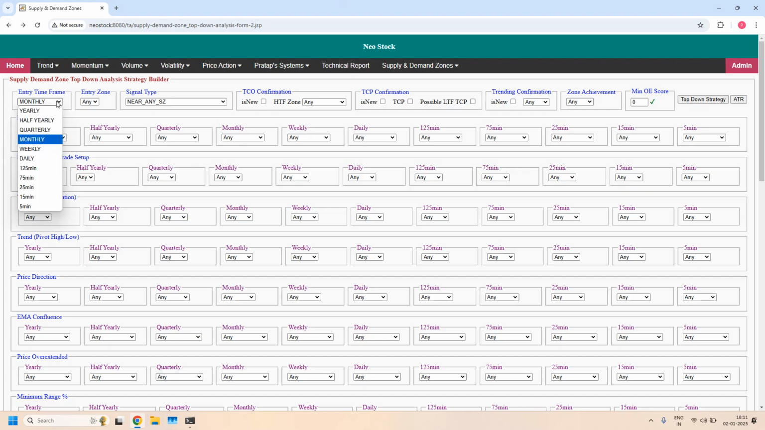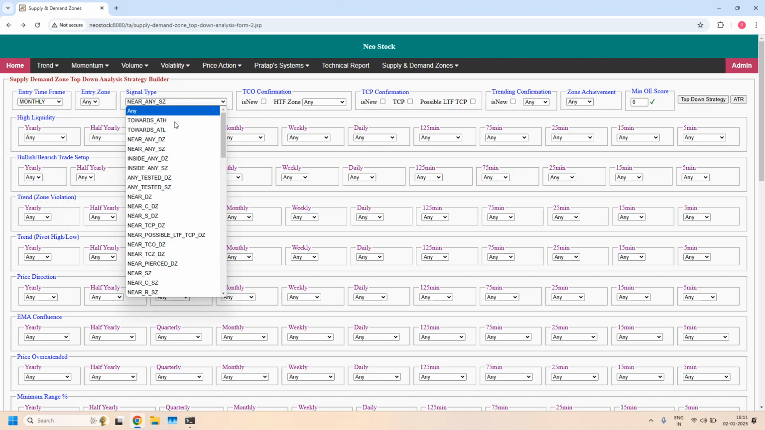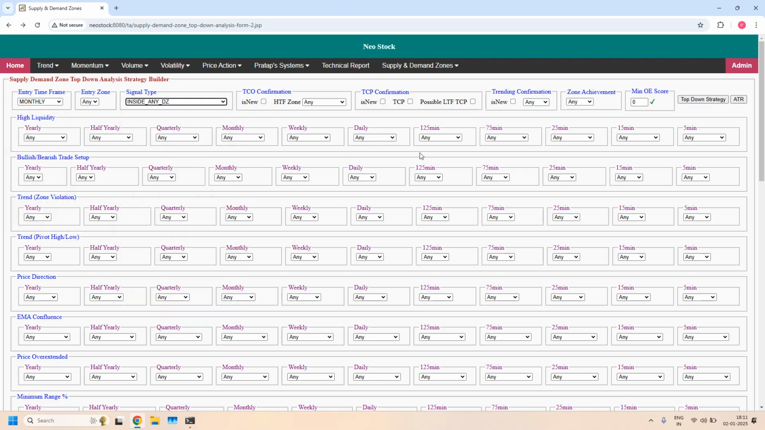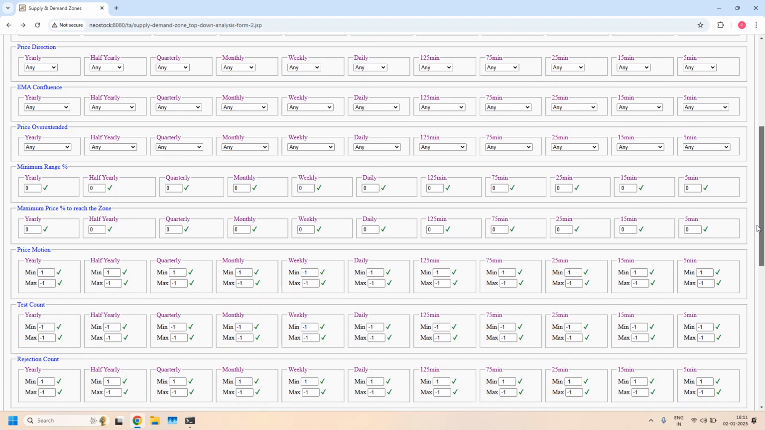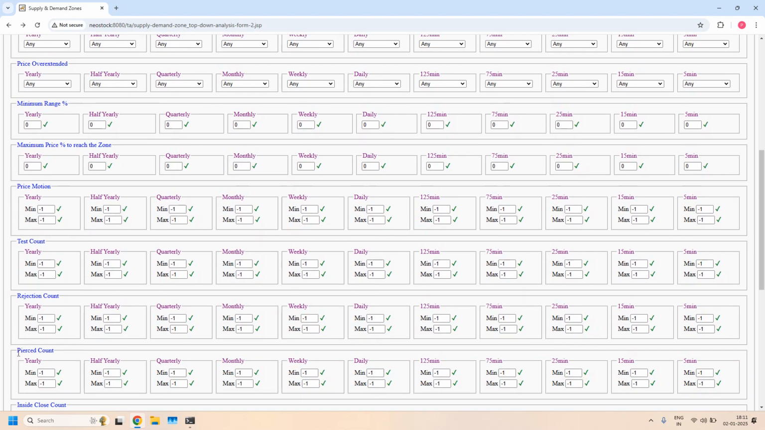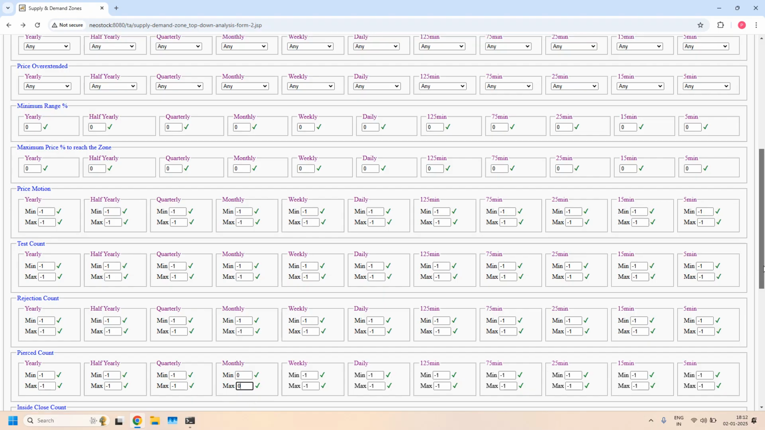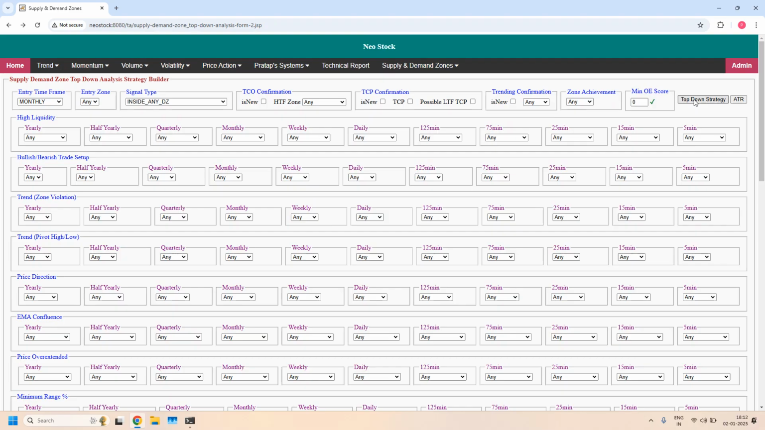Next monthly time frame, price closed inside the monthly demand zone, but these monthly demand zones should not be pierced. So in the pierced count at monthly time frame, I am setting minimum value 0, maximum value 0. That indicates pierced count should be 0. Pierced count 0 means the zone is not pierced. Let's filter the stocks.